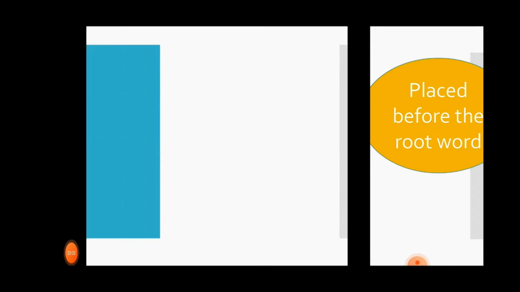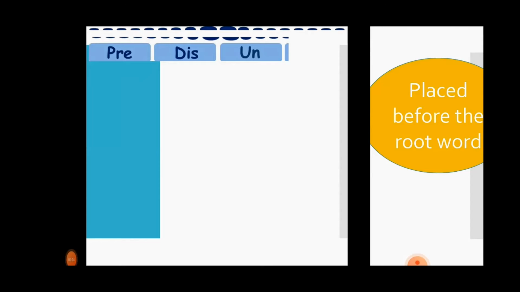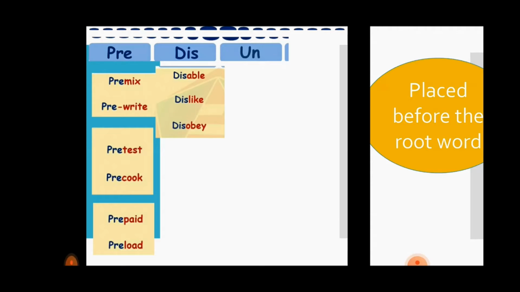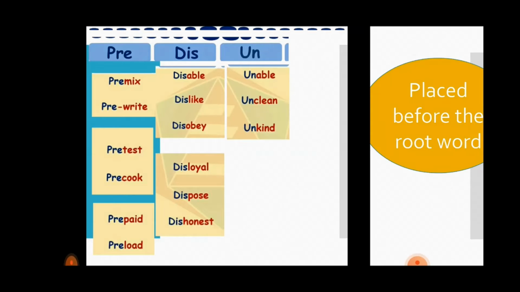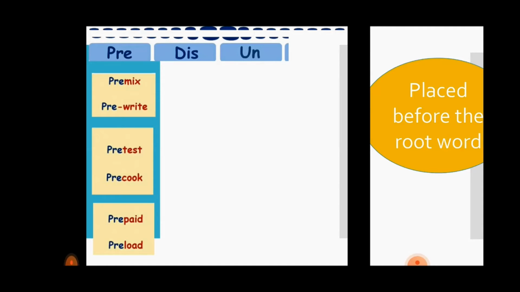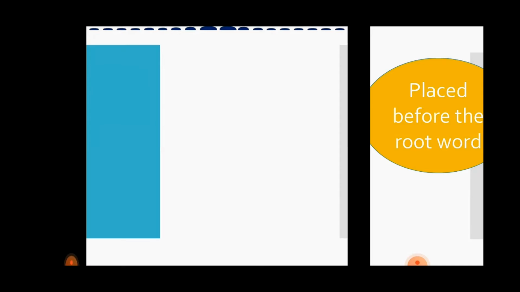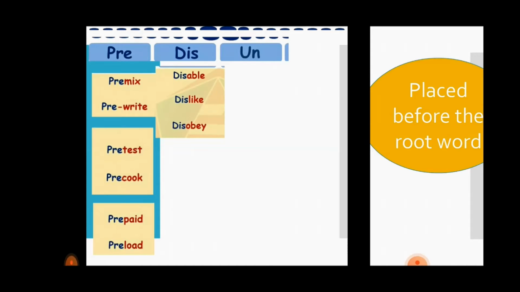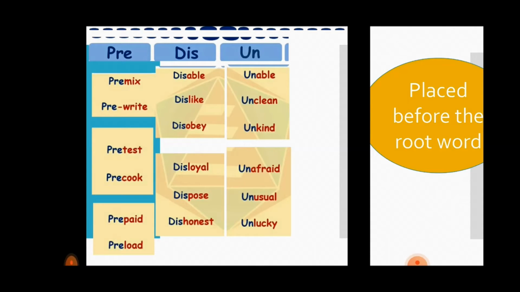For example, the prefixes are pre, dis, and un. Premix, prewrite, pretest, precook, prepaid, preload, disable, dislike, disobey, disloyal, dispose, dishonest, and unable, unclean, unkind, unafraid, unusual, and unlucky. To show the difference between the prefix and suffix, we have given two colors here. The blue colored part is the prefix, and the red colored word is the root word or the base word. We'll move to the next slide now.